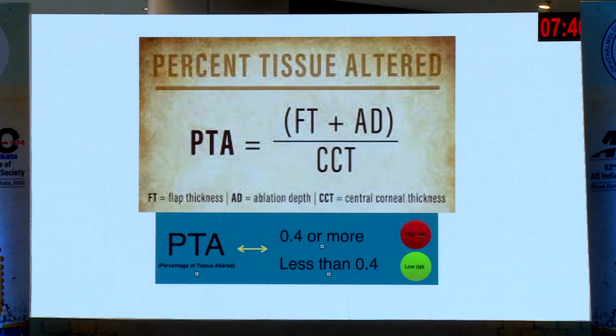This is another important concept that we all should know, that's percent tissue altered. Whatever you are calculating should be fed into this formula, and if it is crossing 0.4, then we should avoid doing laser refractive surgeries and shift to lens-based procedures. And if it is less than 0.4 with normal topography, we should go ahead with the laser-based procedures.